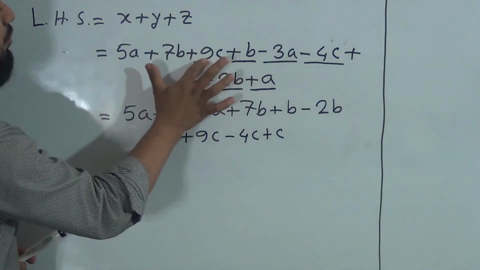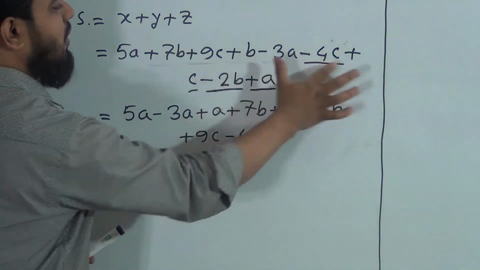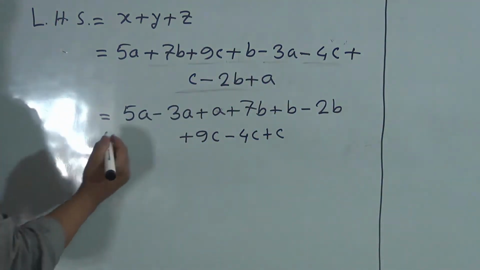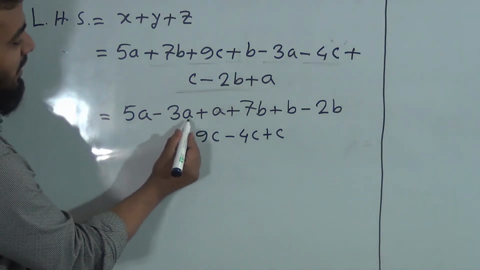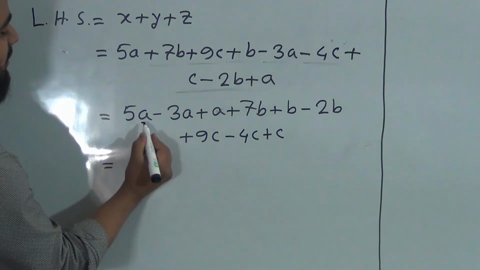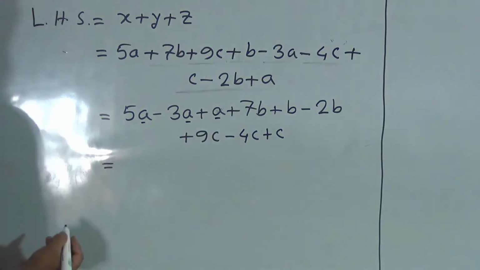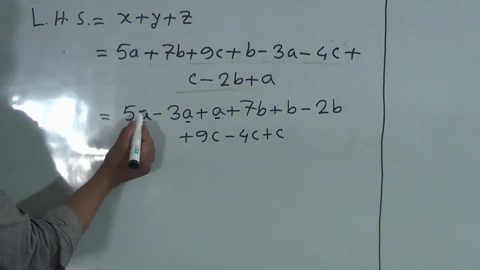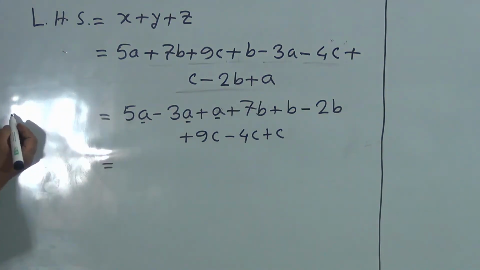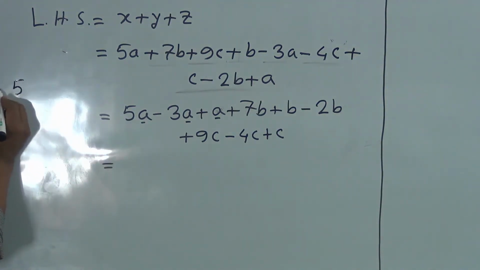Now what should we do? Now we can add, because we have already arranged the similar terms together. Look, 5a minus thrice a plus a. These are the similar terms, a. And the first term 5a has 5 as the coefficient of a. That is why our first numeral will be plus 5.